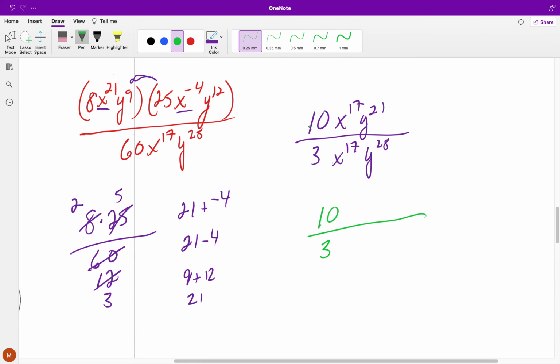So 10 over 3 won't change. Well, I have x to the 17th over x to the 17th. It's the same amount. And 17 minus 17 is equal to 0, and anything raised to 0 is equal to 1. So that means that they're going to cancel out completely. I don't need to do anything with it. There's more y's in my denominator, so I write it down there. And 28 minus 21 is equal to 7. So it becomes y to the 7th.